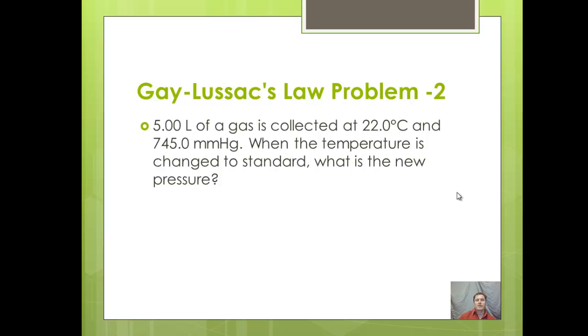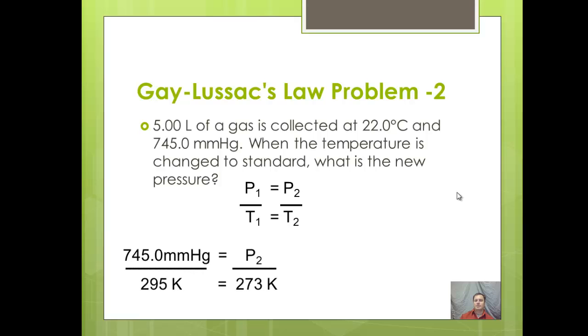Okay, 5 liters of gas collected at 22 degrees Celsius and 745 millimeters of mercury. When the temperature is changed to standard temperature, what is the new pressure? So we're looking for P2. We have to rearrange for P2, just multiply the left side by T2. There, and so you get 745 millimeters of mercury over 295.